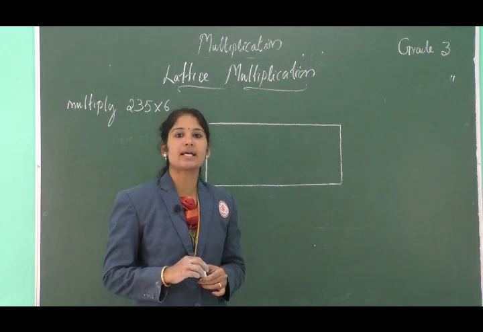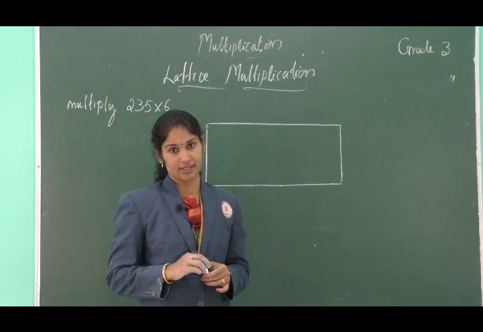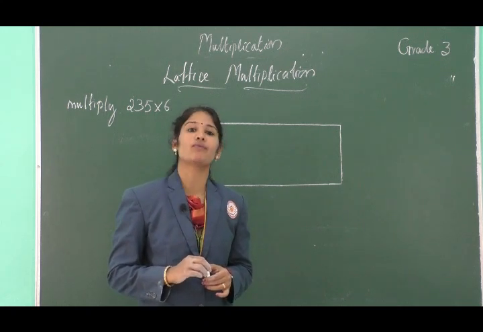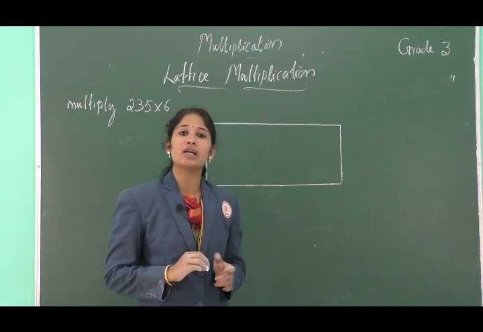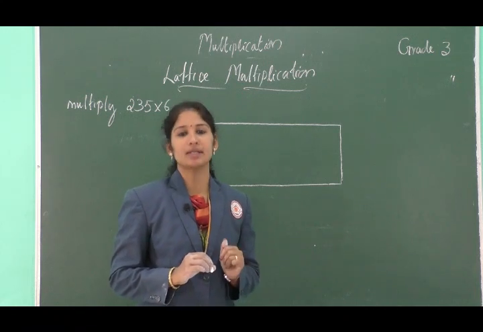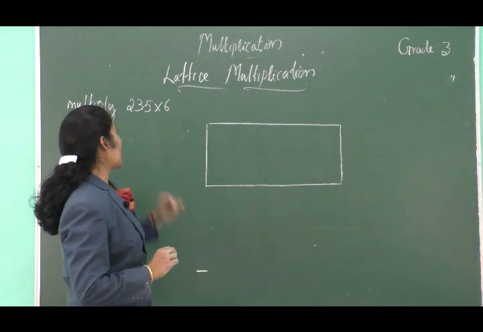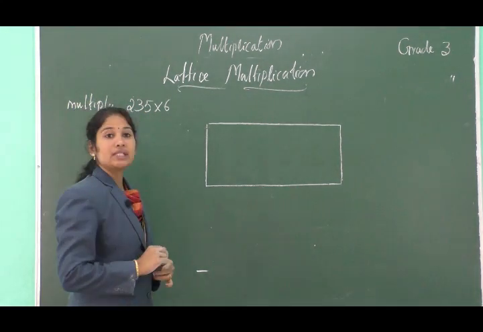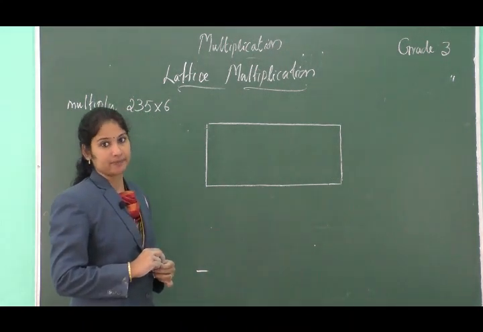Children, our next topic is lattice multiplication. What is lattice multiplication? Yes. Lattice multiplication is used to multiply numbers with the help of a grid. The grid should have as many columns as the multiplicand and as many rows as the multiplier. Let us find the product 235 into 6. Here 235 is the multiplicand and 6 is the multiplier.